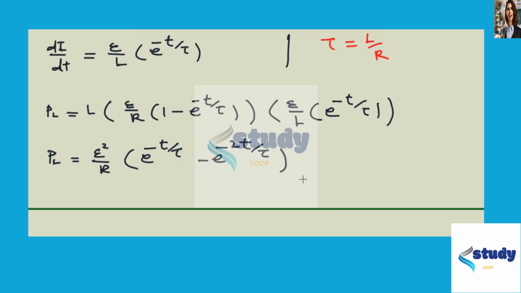Now we can write the energy corresponding to this power as UL, and this is written as the integration of PL dt, and the limits of integration start from 0 to tau. Now let's insert this value of PL into this equation. So this will be UL is equal to the integration from 0 to tau of E squared divided by R into e raised to the power minus t divided by tau minus e raised to the power minus 2t divided by tau, square brackets close, and here will be dt.